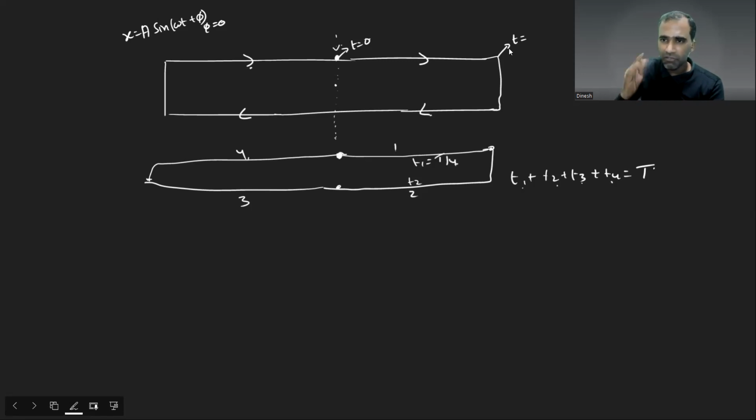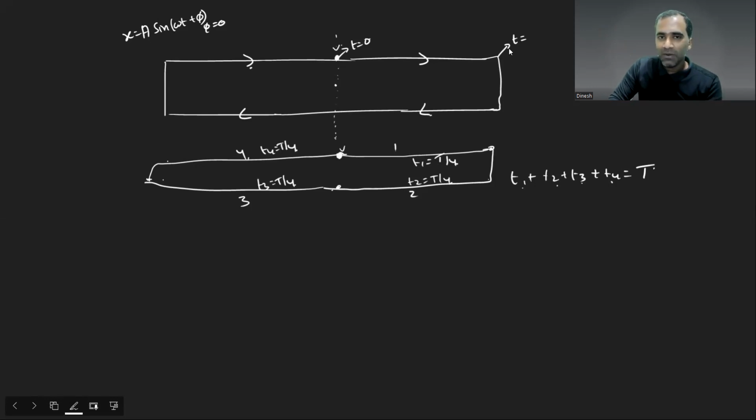T by 4 only, no? 1/4 of the time, because they're all equal, no? The time taken to go from here to here or here to here, both are the same, they are equal, right? And from here to here, they're all equal. All the 4 times, time taken to go from mean position to extreme, extreme to mean, mean to extreme, extreme to mean, they're all equal. So the time taken for the second path is also T by 4. Time taken for the third path is also T by 4. Time taken for the fourth path is also T by 4.